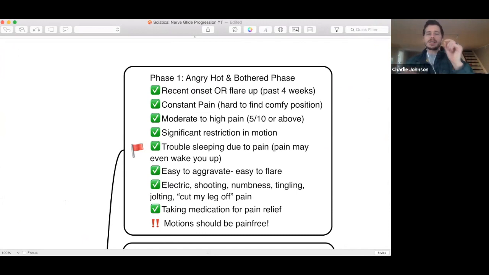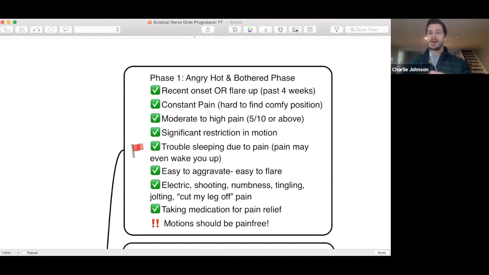So this is recent onset or a flare-up. So this means you could have pain for the past 10 years in your sciatica, but you lifted something 2 weeks ago, and now your symptoms are really aggravated. That would still be phase 1. So recent onset or flare-up in the past 4 weeks, we'll say. Constant pain. Hard to find a comfy position no matter what you're doing. Moderate to high pain. 0 is nothing. 10 is really, really bad. 5 to 10 or above. Usually it's more like a 7, 8, 9 if you're in this phase.